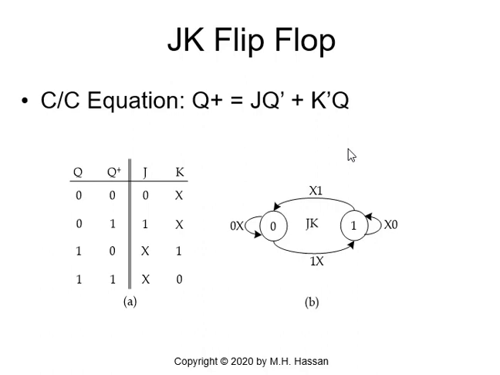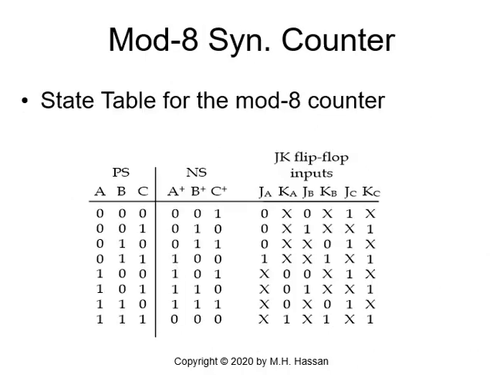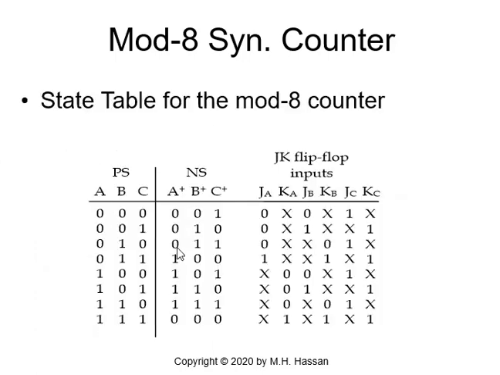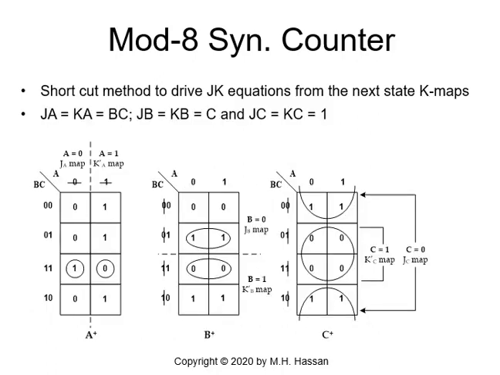Okay, so let's look at this problem that we did, the mode 8 counter. I will have A plus K-map, B plus K-map, and C plus K-map. And those K-maps are shown here. 0, 0, 0, 1, 1, 1, 1, 0. See the A plus? 0, 0, 0, 1, 1, 1, 1, 0. Very good. So we fill up the minterms, and the same thing with B plus, and the same thing with C plus.